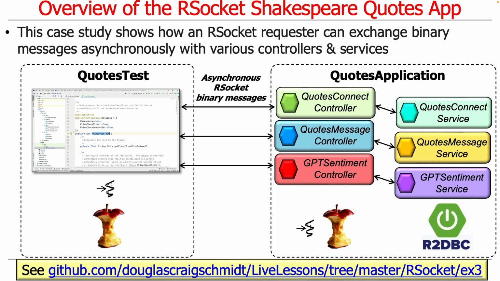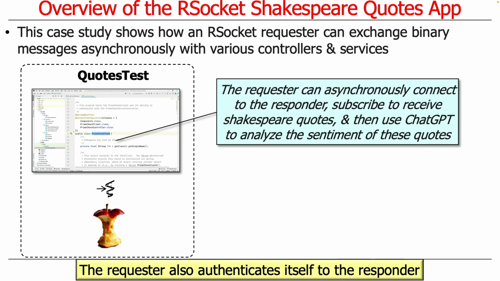So we're going to use the RSocket requester. I'm trying to be more precise in my terminology. I called that client before, but it's really a requester. And it's going to talk to the responder, which will then give it things back. The requester can connect to the responder. It can send various kinds of messages to get Shakespeare quotes, and then it can send those quotes to another module to go talk to ChatGPT to get sentiment analysis of those quotes.